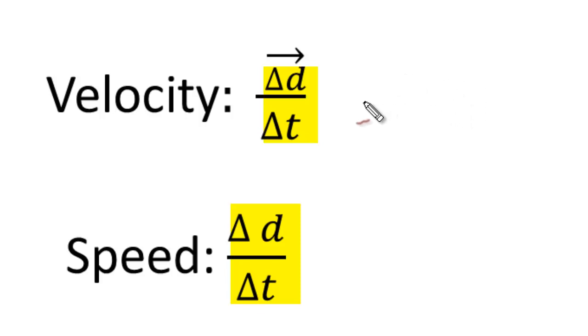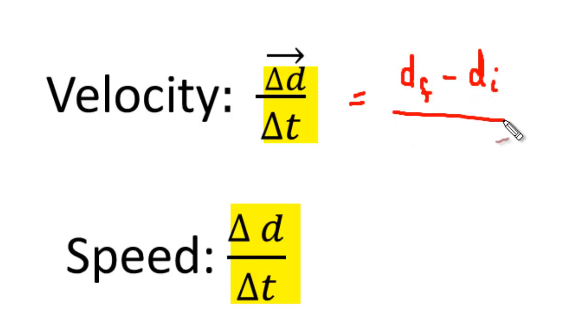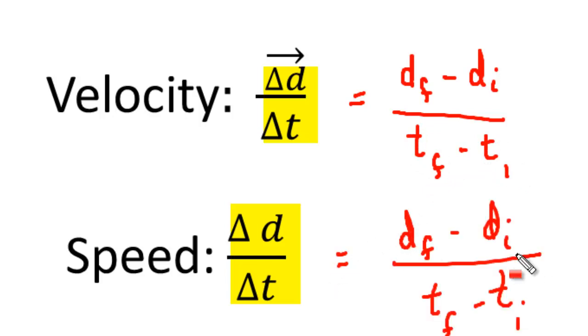Delta D means change in distance. So this will be the final distance minus the initial distance. Delta T means a change in time. That would be the final time minus the initial time. And it would look the same down here, except that we're ignoring something. What are we ignoring? Well, we're ignoring the fact that there is this little arrow right here. That doesn't happen in speed.